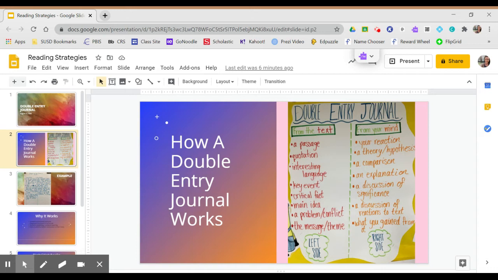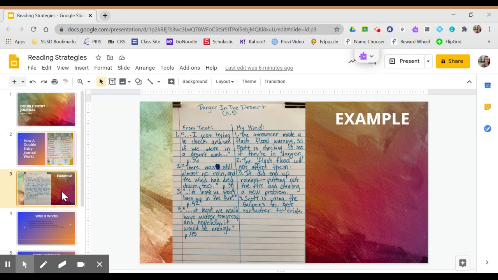This is what it actually means. A discussion of significance, especially if it's a class discussion about why that part of the story was so important. A discussion of reactions to the text, especially if different classmates had different reactions. And then also, especially going along with that message or theme, we can also put what we gained from it, what we learned.